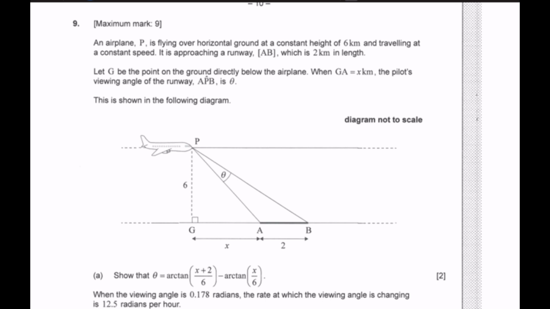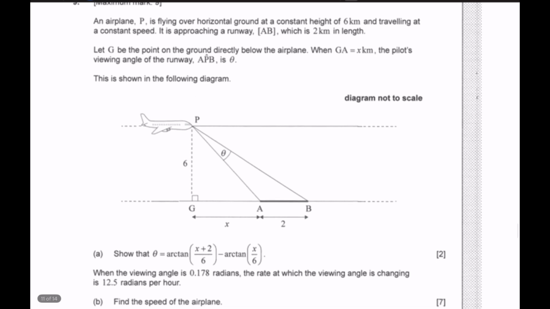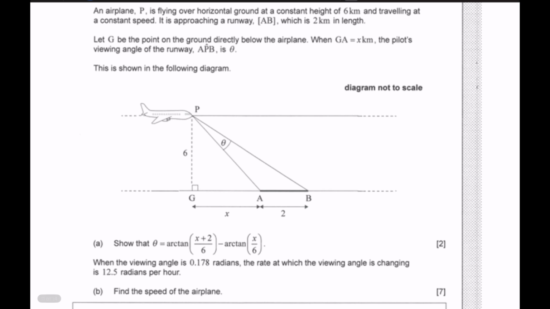Let G be the point directly below the plane, x kilometers from A. The viewing angle APB is theta. We have to first show that theta is arctan of (x plus 2) by 6 minus arctan of x by 6. So we just have to find this theta. Let's take the total angle as alpha and this much angle as beta. Basically, theta plus beta should be equal to alpha.